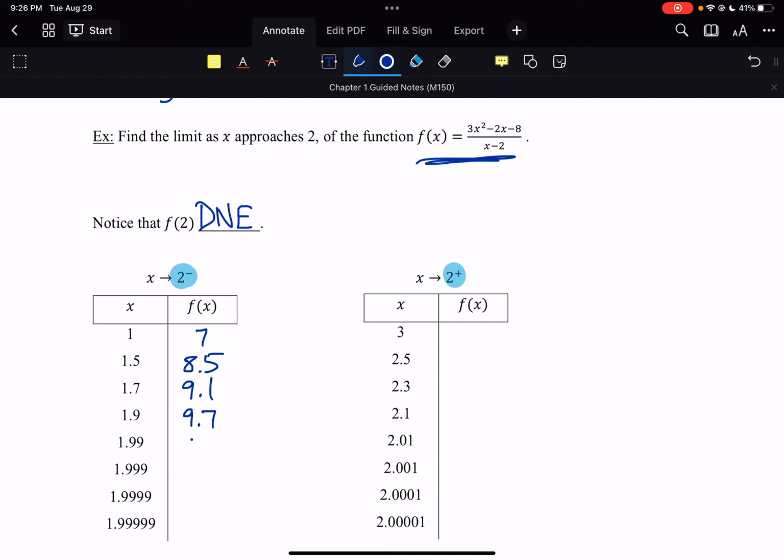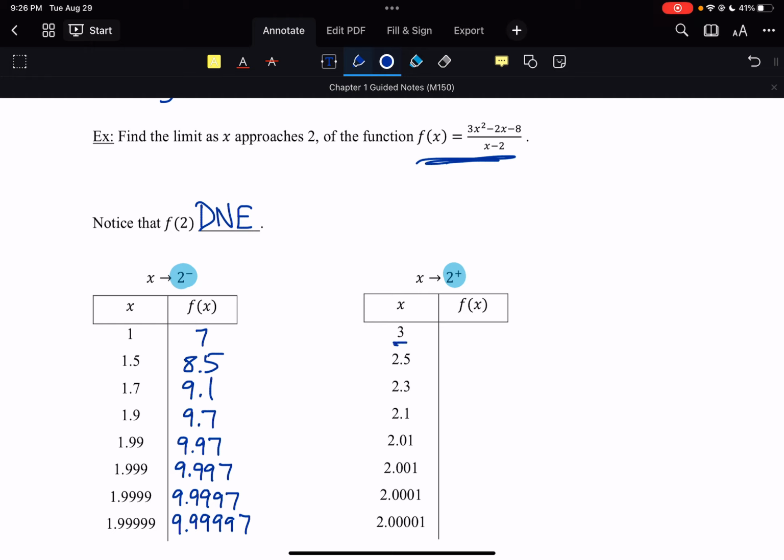1.99 gives us 9.97. 1.999 gives us 9.997. 1.9999 gives us 9.9997. And 1.99999 gives us 9.99997. So it seems like we've hit an upper echelon here, where we're not really able to go past a certain point. It certainly seems like these numbers are all heading towards something. But let's look at it from the right as well.